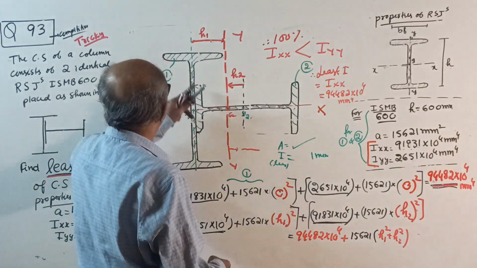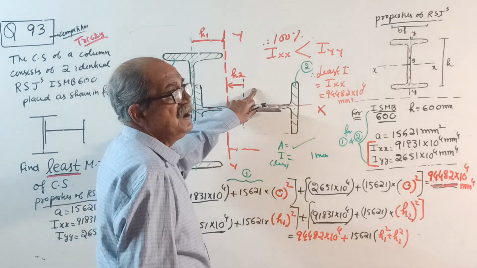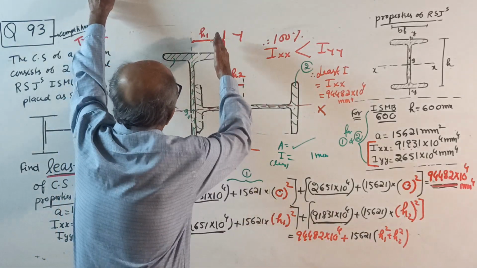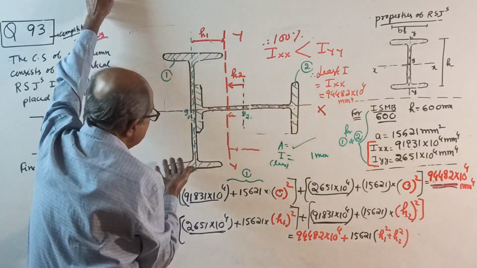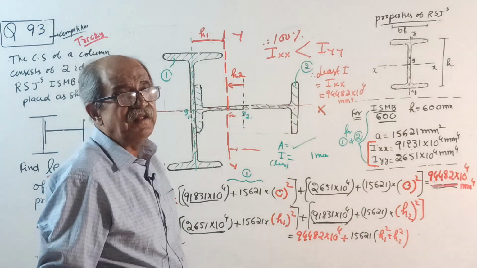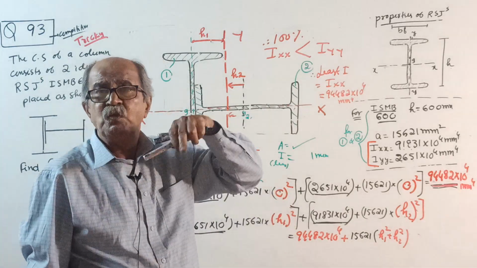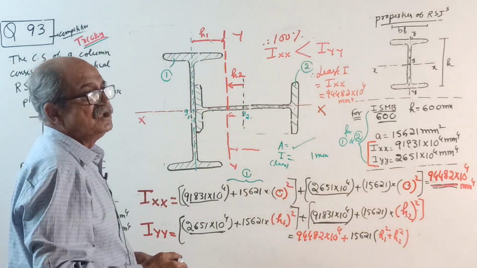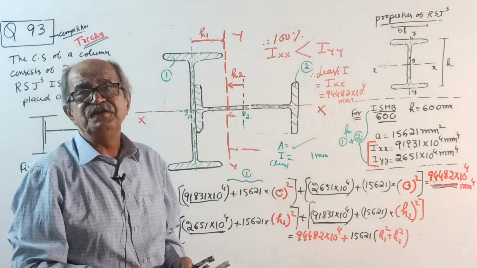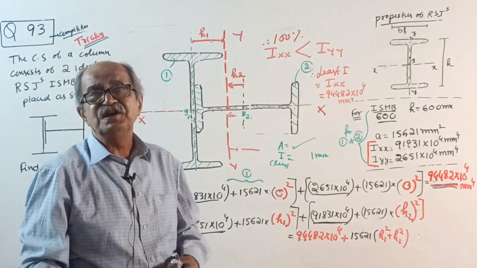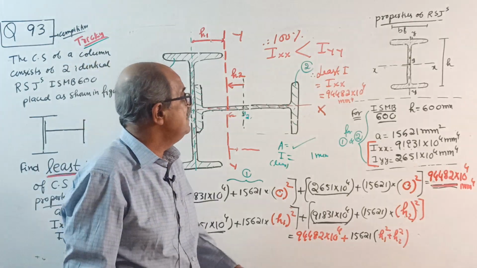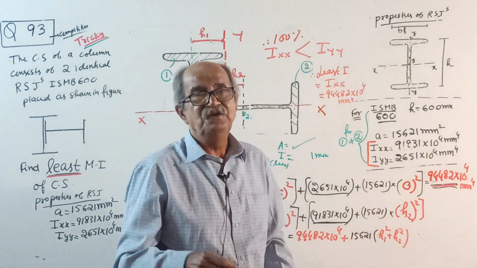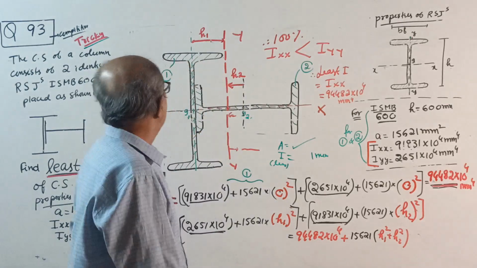Otherwise, if you want to locate the centroid and do it, you will end up here. You start wondering how to locate YY, since no distance was given. It is not required because IYY is coming more than IXX. That's why I told it is a tricky question. So if this question comes in an examination, remember least I is the summation of these two. You should remember it.